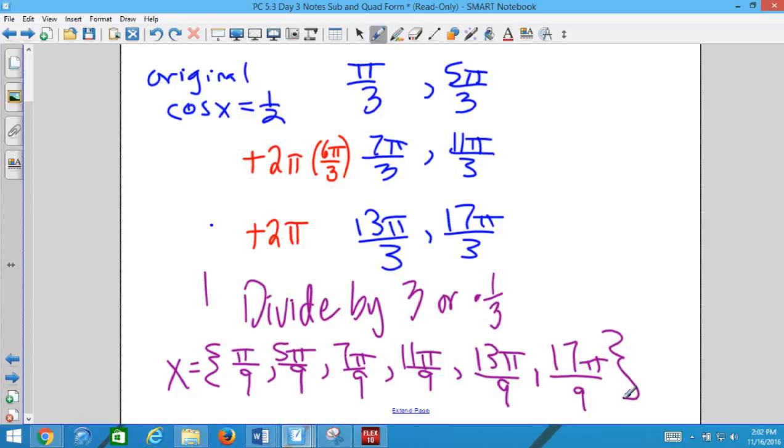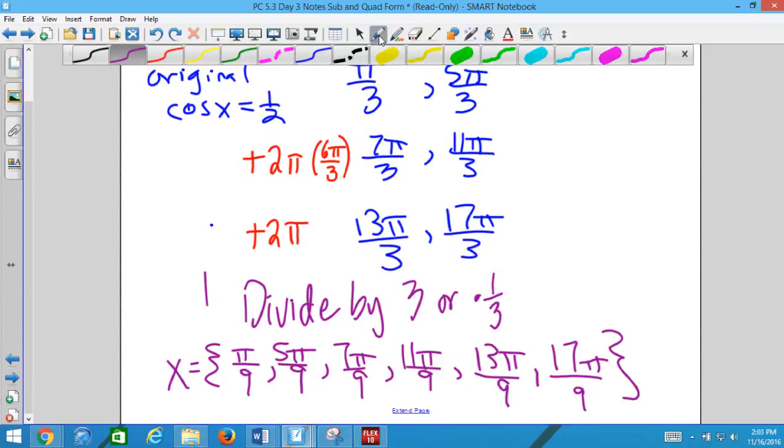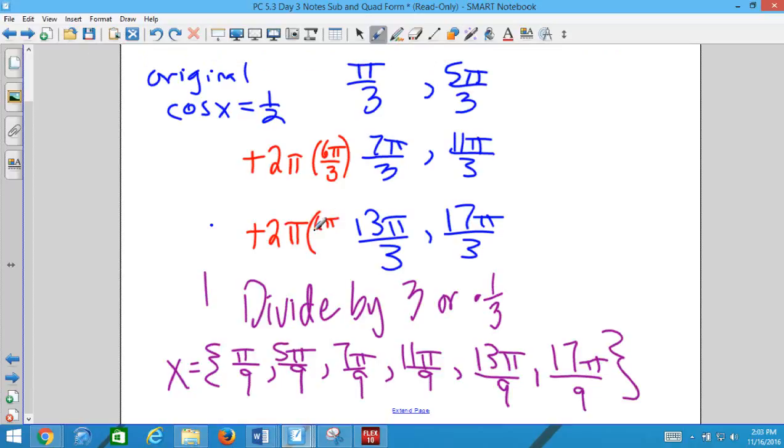Okay, let's do it one more time so we've got the pattern down of what you're doing each time. So we added 2 pi onto those, and then we added another 2 pi on from the last number. So 6 pi over 3 is 2 pi. So 7 pi plus 6 pi is 13 pi.